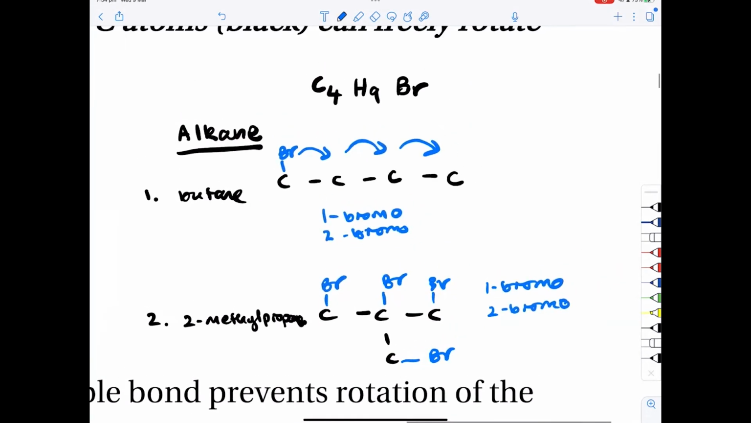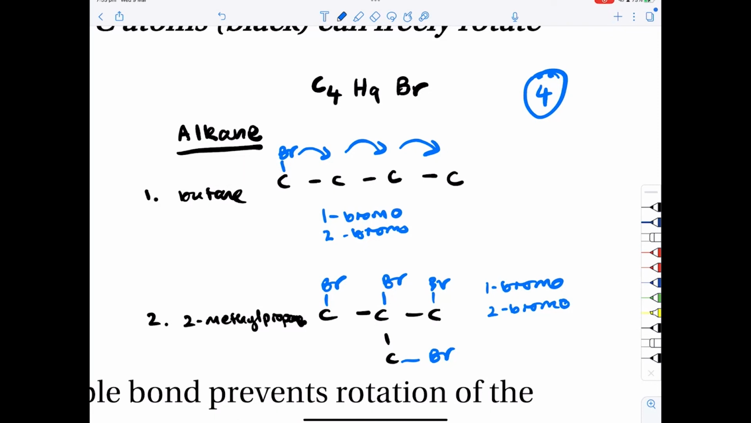What's our final answer? What are the total number of isomers in it? 4. Very good. 4 is the answer. I think I wrote 3. It's a silly mistake. All right. Reset. How many chain isomers are there and how many functional group isomers are there? Chain isomers 2. Good. And how many functional group isomers? 2.